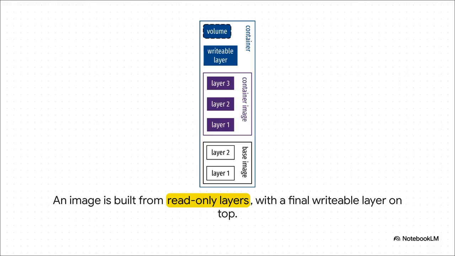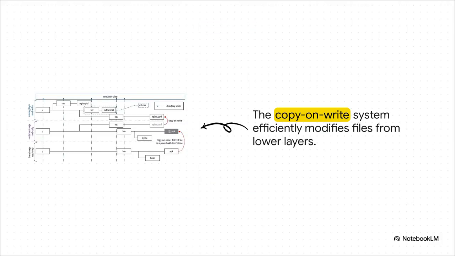An image is built up in these read-only layers. You might start with a base Linux image, then you add a layer for your programming language, then another for your application code. Each layer is kind of like a commit in Git, just building on the last one. So when you go to run the container, it adds one final, writable layer right on top.